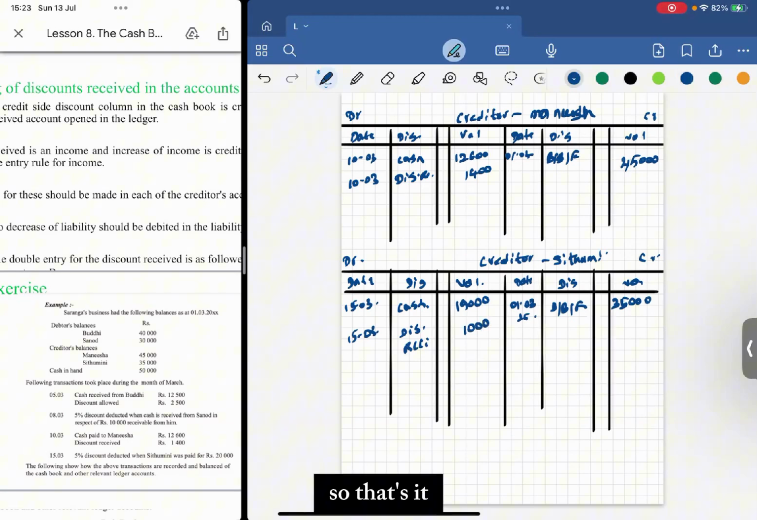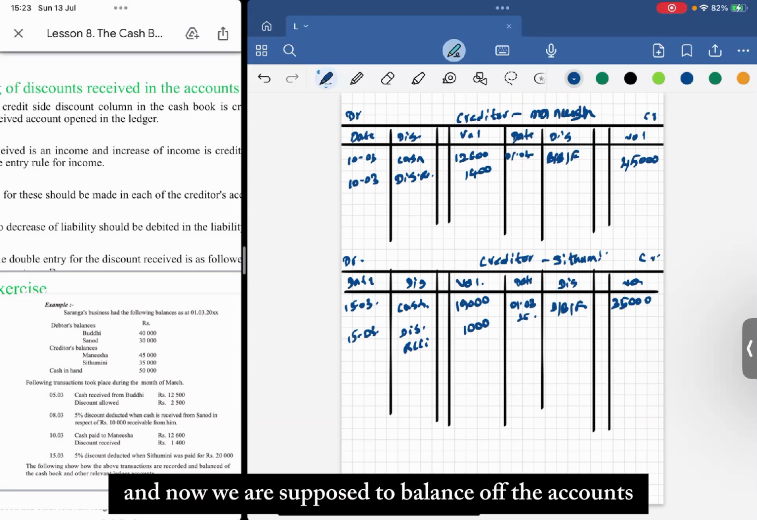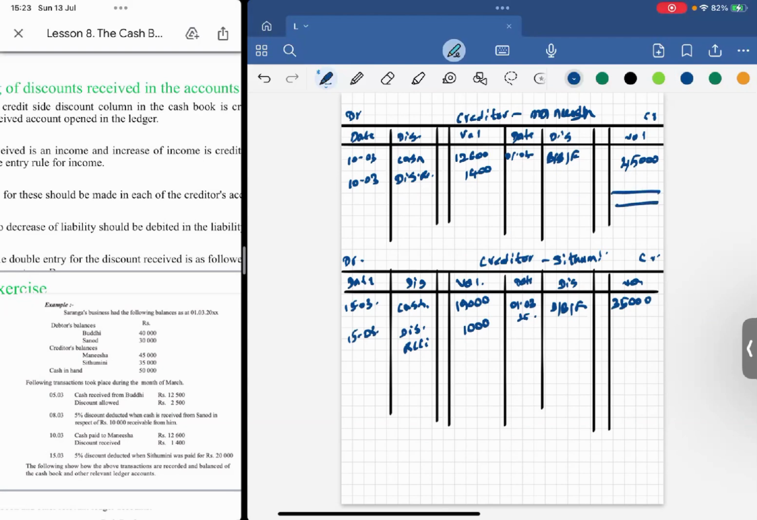So that's it. And now we are supposed to balance off the accounts. 1,500. 35,000.